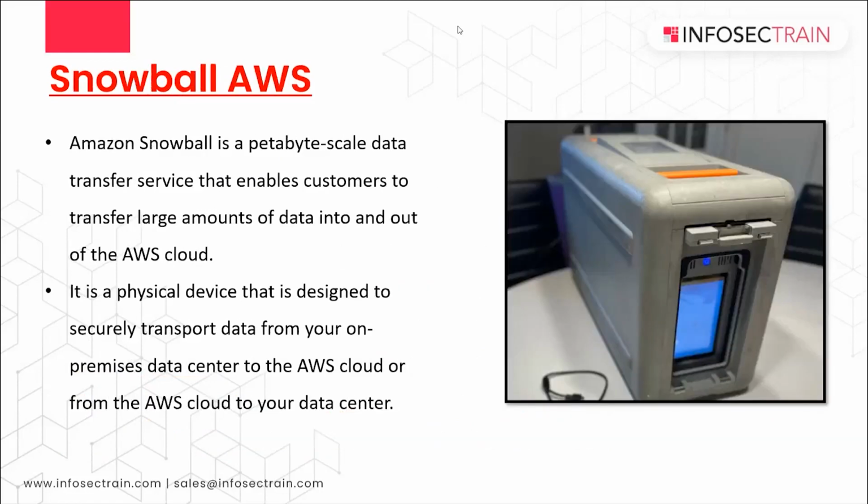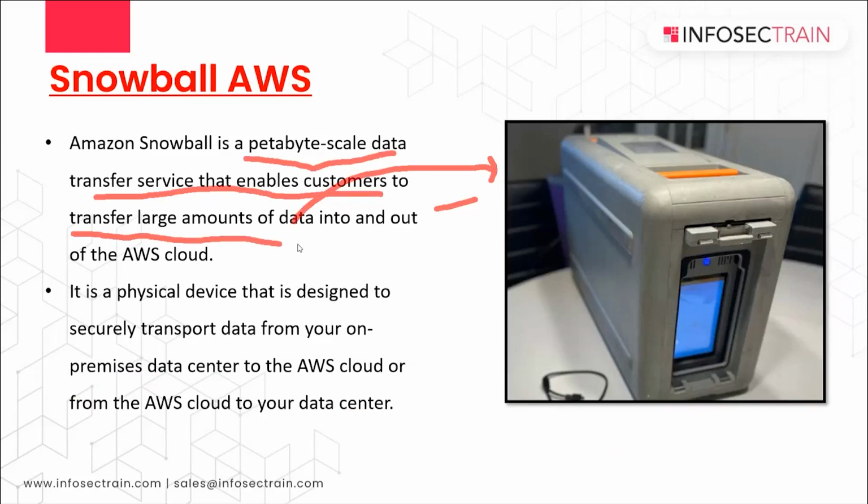See guys, this is your Snowball in the AWS context. This is how it looks, this is the image of it. So what happens in this particular service? Snowball is a petabyte-scale data transfer service that enables customers to transfer large amounts of data in and out of the AWS cloud. It really helps you in transferring a lot of information in and out of the system.